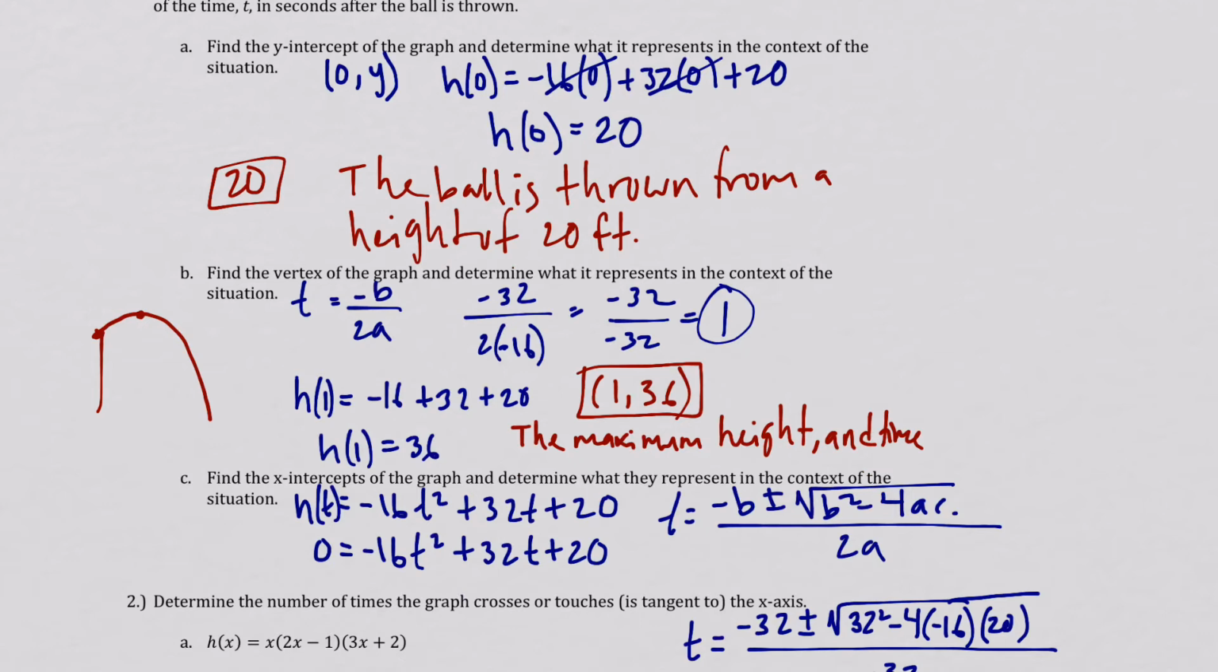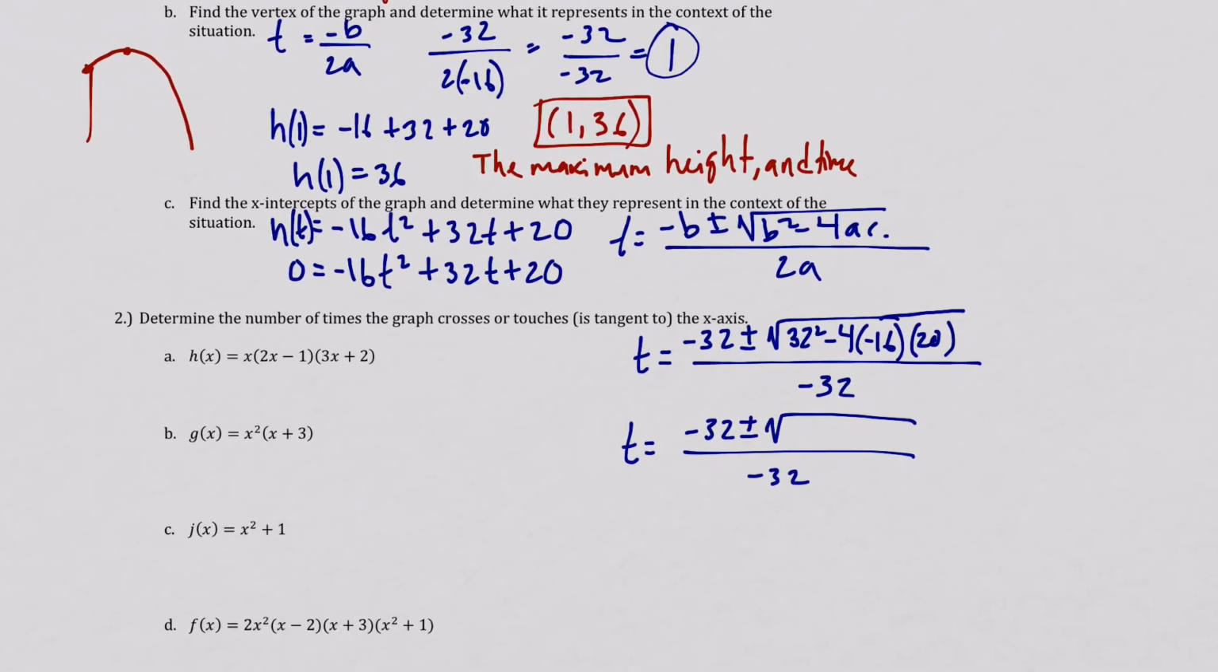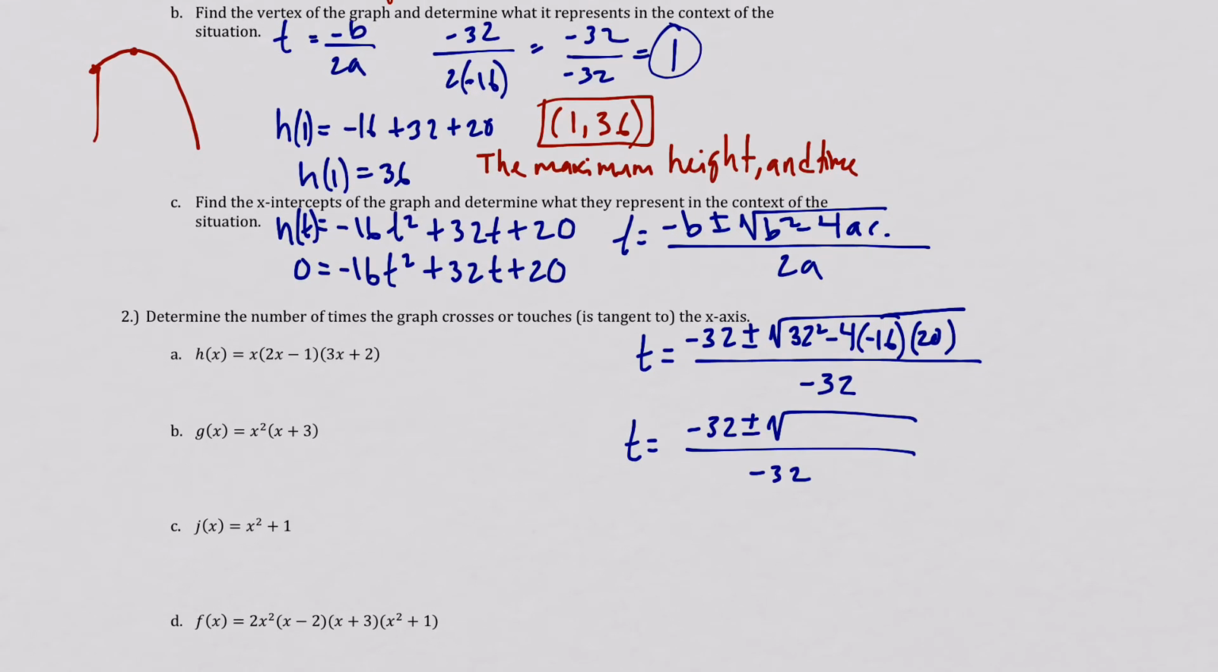Okay? When you plug it into the quadratic formula, I already have it started right here. It's negative 32, that's b, plus or minus the square root of 32 squared minus 4 times a, which is negative 16, times c, which is 20, all over 2 times negative 16, so negative 32. We're going to simplify the inside of the radical using a calculator in this case, and I get 2304 for the inside of the radical.